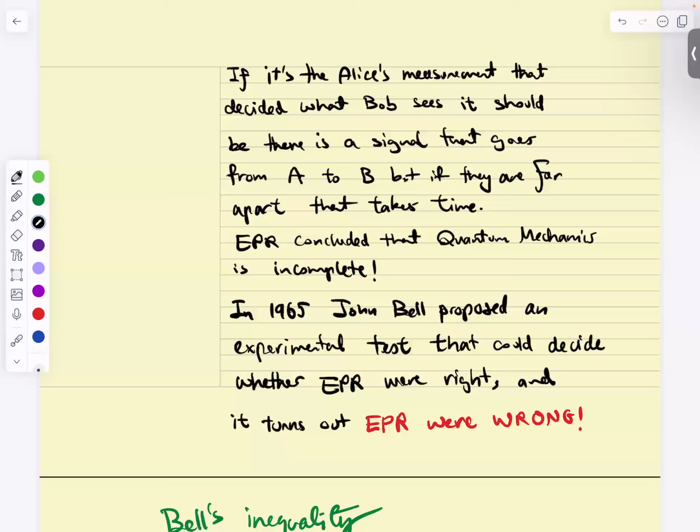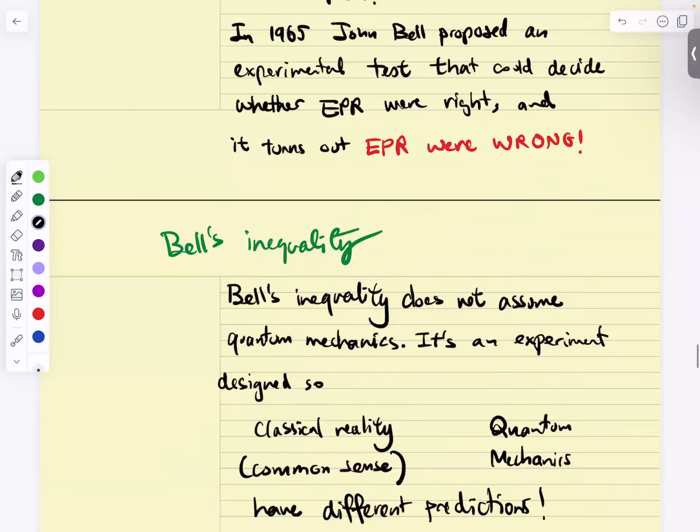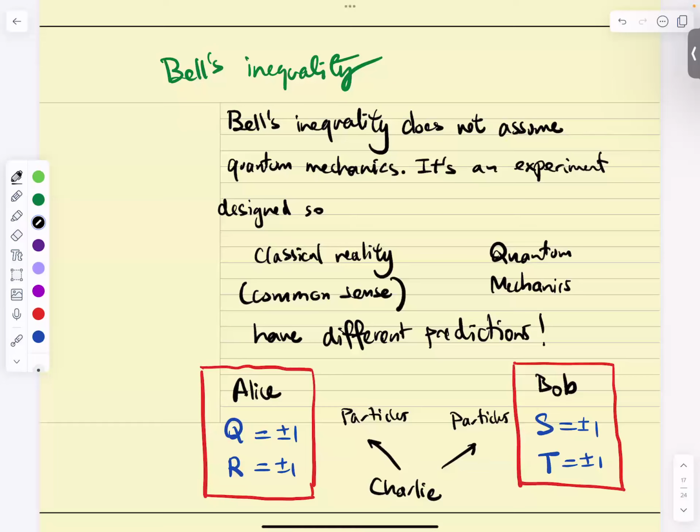Bell's inequality is an experiment he proposed, not assuming quantum mechanics. Okay, I'm going to describe it. It does not assume quantum mechanics. It's an experiment. If you believe in realism, you get an inequality: something has to be less than 2. We're going to prove it in a second. If you use quantum mechanics, it says it could be as large as 2 square root 2.